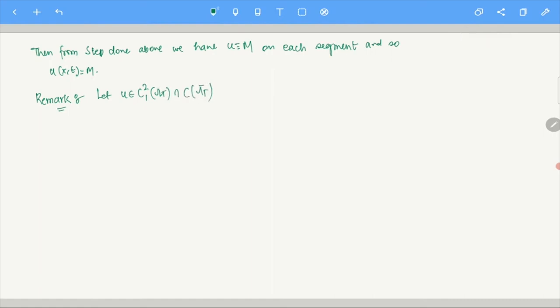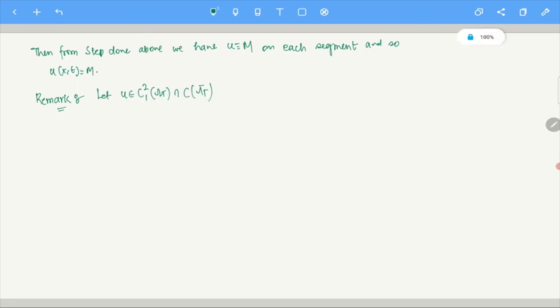But this is a much bigger class, right? Because if you are taking the closure here and forget about this part, then I'm saying much more. I'm saying that the function has to be twice differentiable with respect to x up to the boundary. I don't want it. I want a much bigger set. So I just want continuity up to the boundary, but in the interior it has to be C^2 in x and C^1 with respect to t. That's what I'm saying.